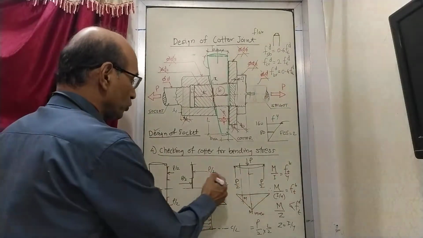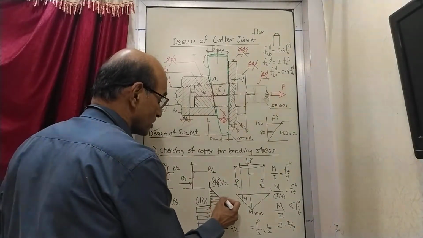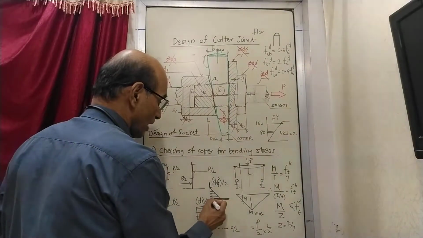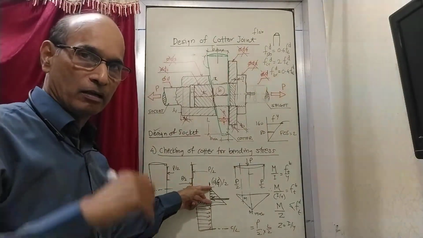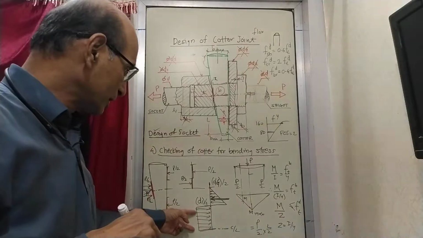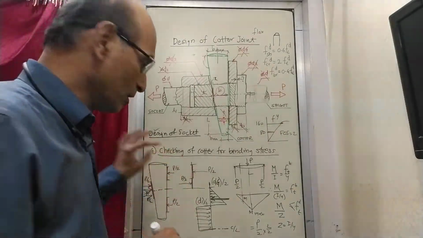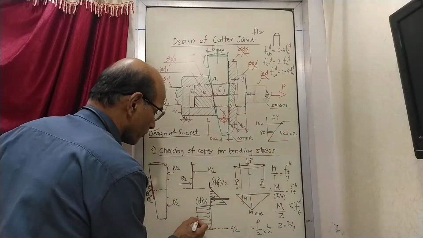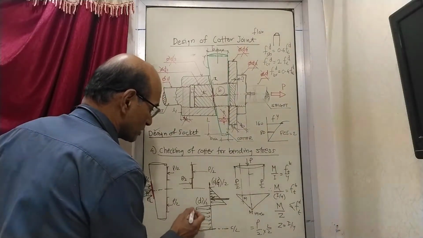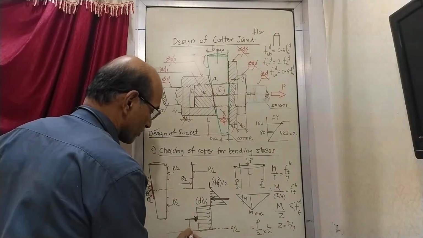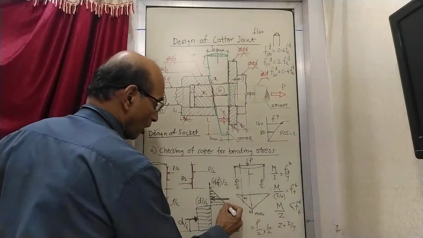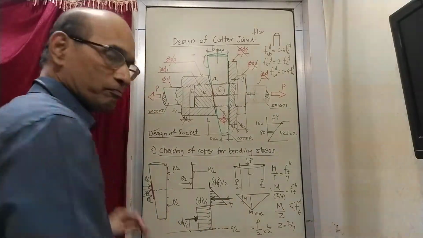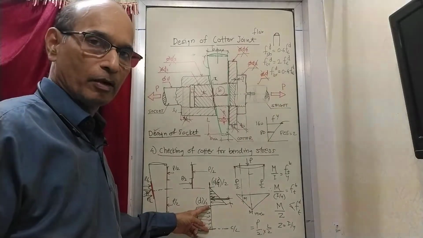Now, if P by 2 has to be shown here, it is to be shown at a distance where it is acting at the center of gravity of this triangle. Because this one is a rectangle, it is easy to show: it is acting at a distance half. So this is D1 by 4, because this is D1 by 2. Whereas in this case, how much will this distance be? That you have to find, and to that you have to add this D1 by 2.